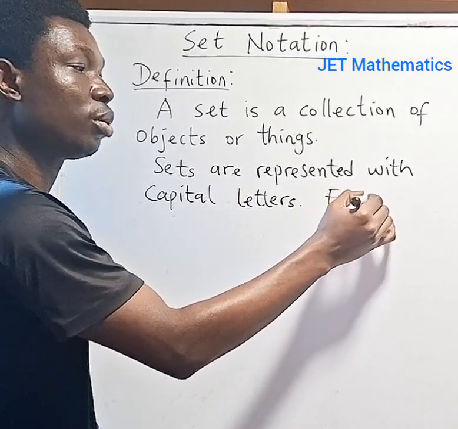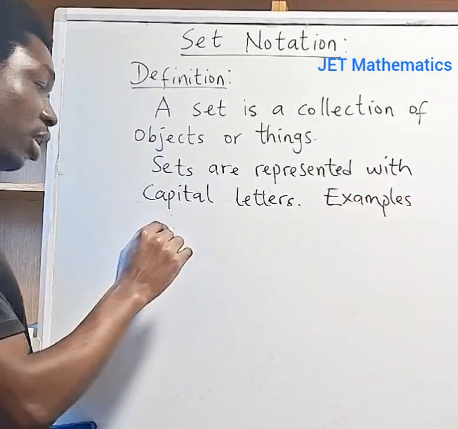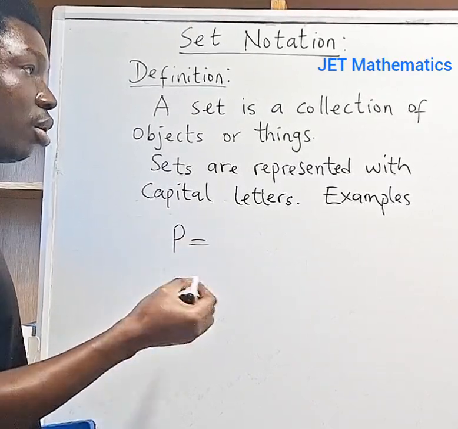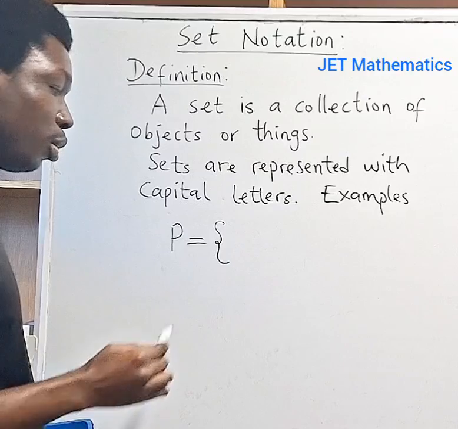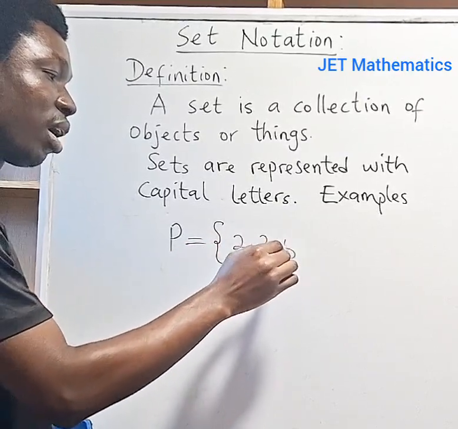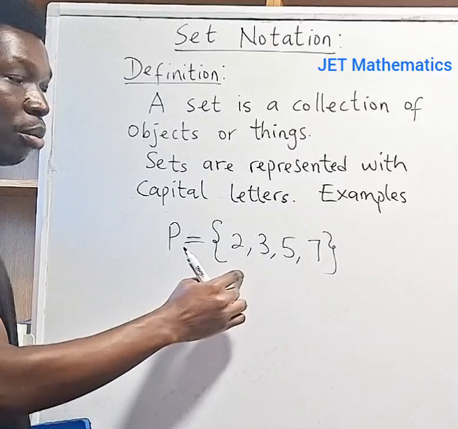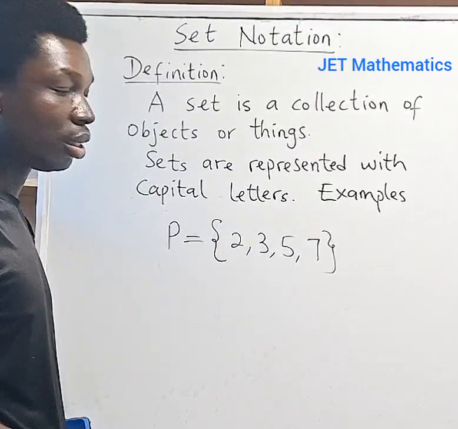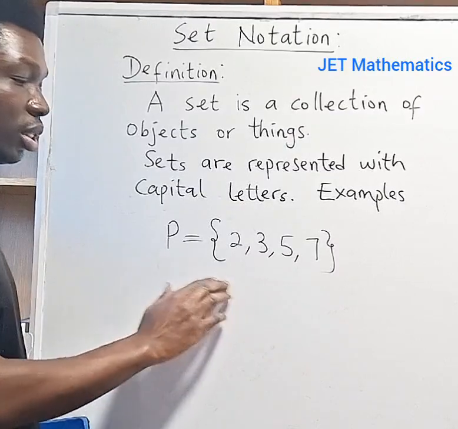Let's see some examples. For instance, let's say P is a group of objects or things. Let's say the set P is 2, 3, 5, and 7. So this is a set of prime numbers between 1 and 10. So we represent it like this.